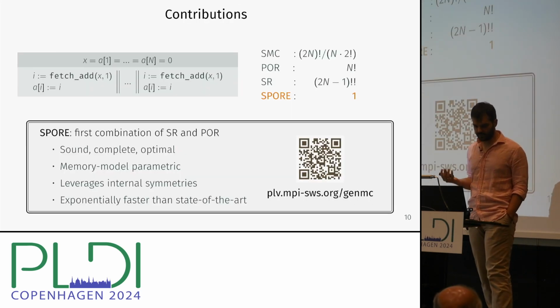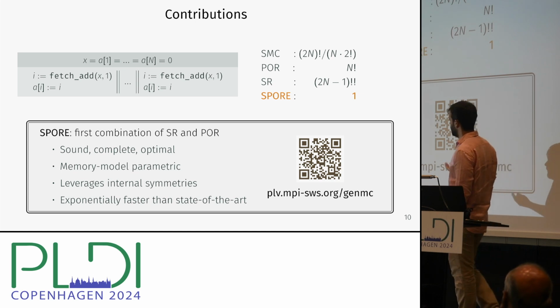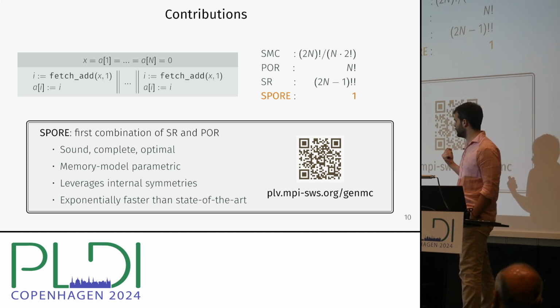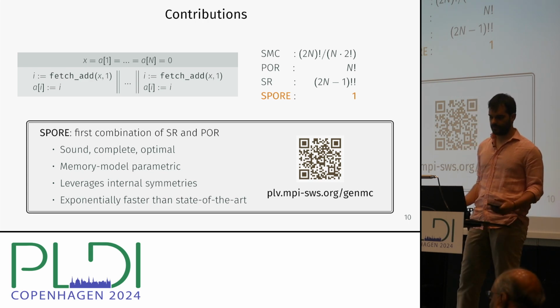So SPORE is the first combination of symmetry and partial reduction. It's sound, complete and optimal, and it leverages this novel notion of internal symmetries that we have in the paper. This is the end of my talk. I'm happy to take your questions.